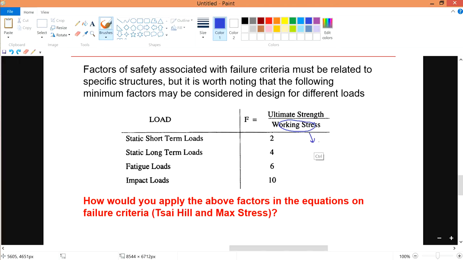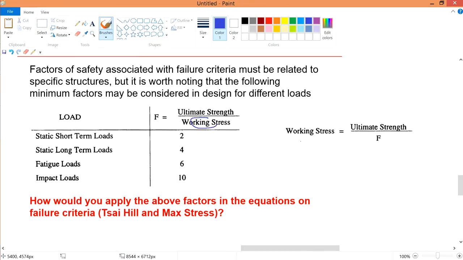If I rearrange it so that it's easier to see, bring the working stress upwards and bring the factor down, I would have: the working stress, the input stress, is equal to the strength of the material divided by the factor. And that's all it is. So this is the strength of a material. If you have a factor of 2, which is used for static short-term load, then you divide by 2 and you'll get a value.